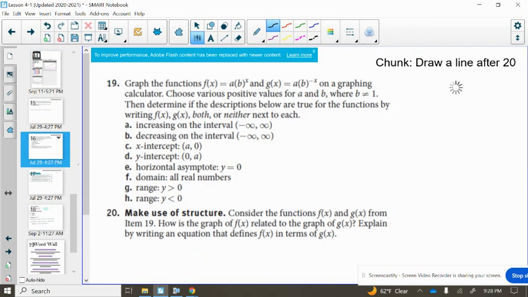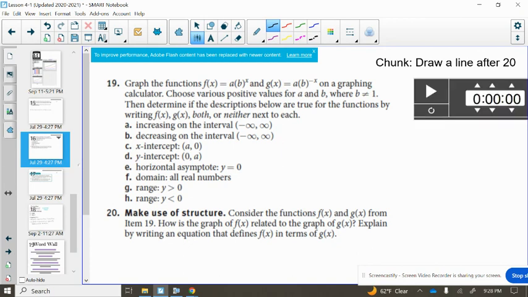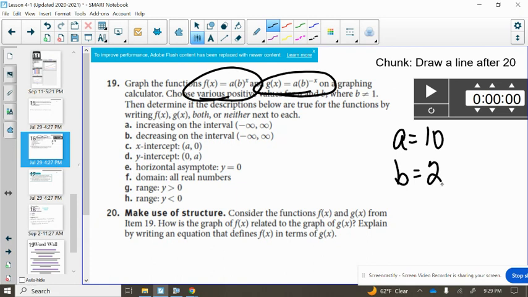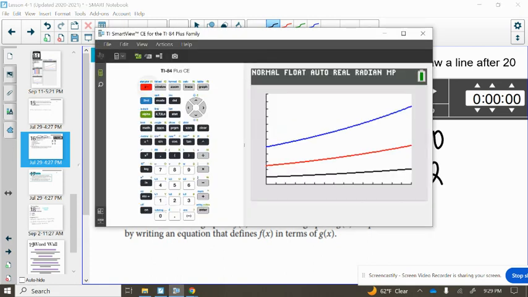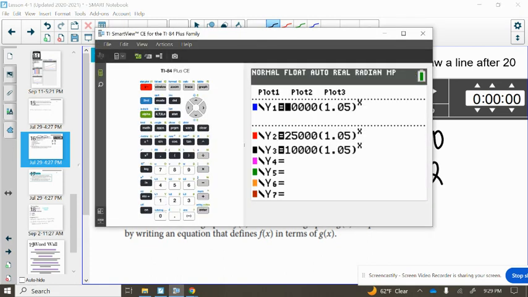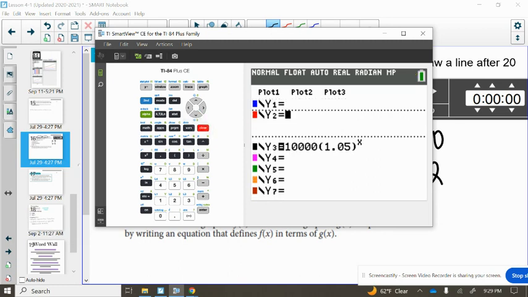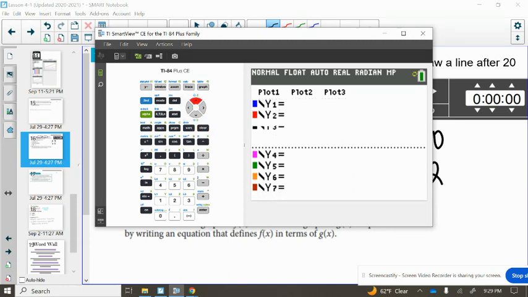All right, now the last little part here today is going to talk to us about question number 19. Question number 19 is asking us to not only compare our parent function of the exponential, but also what happens if we negate. So what we're going to do is make our A value 10 and our B value 2 for each of these. And if we clear all this out, so clear 1, 2, and 3.